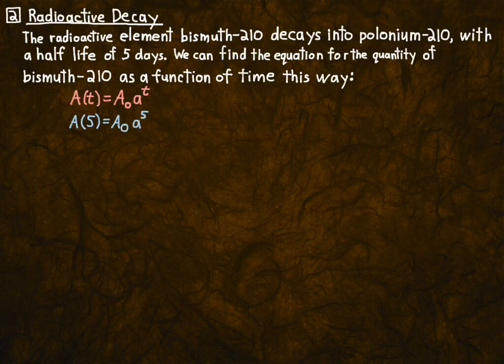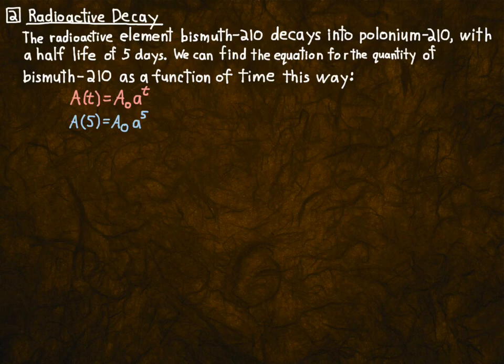So capital A of 5 equals capital A sub 0 times little a to the 5th power. I just put in 5 days. The units here are days, t is in days. And that's just plugging in 5 because they told us the half-life is 5 days.